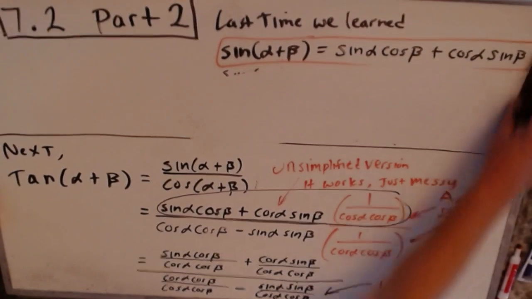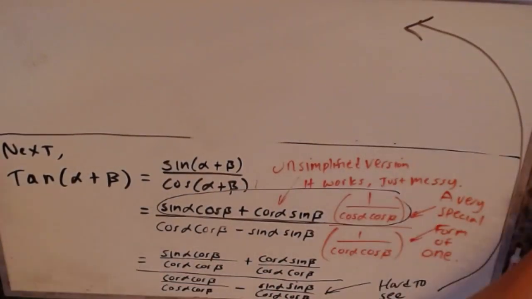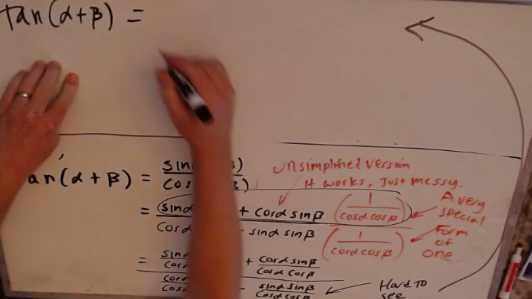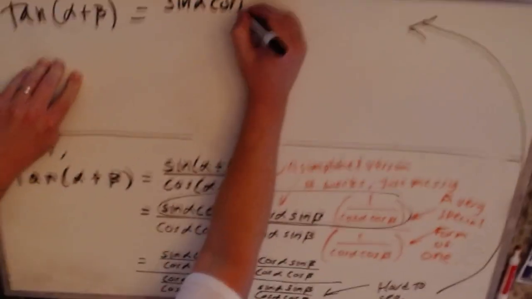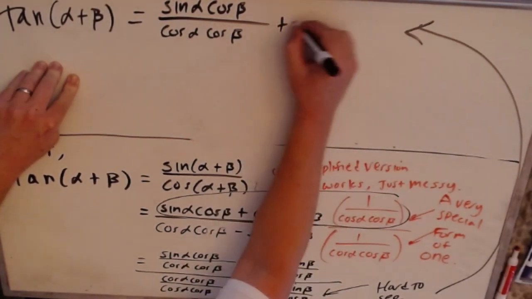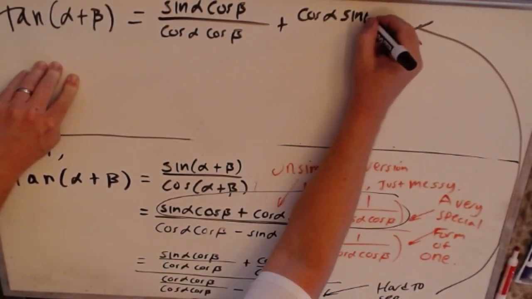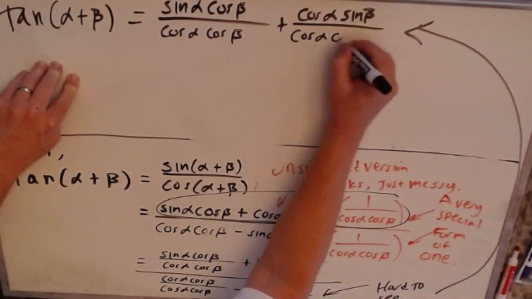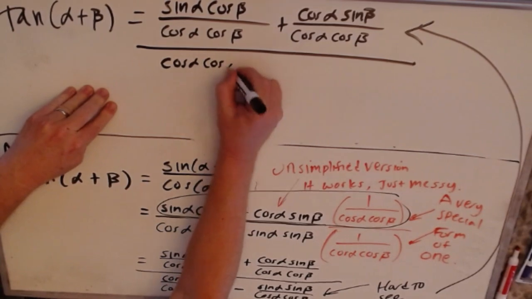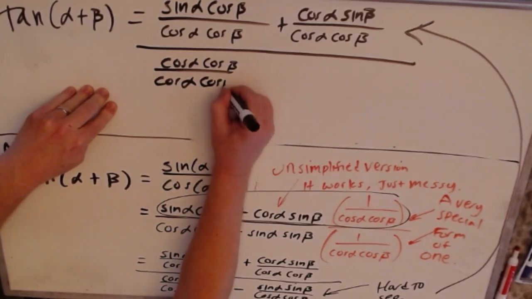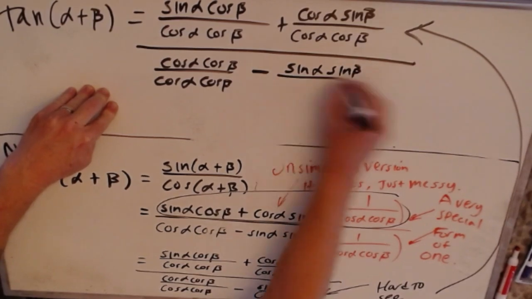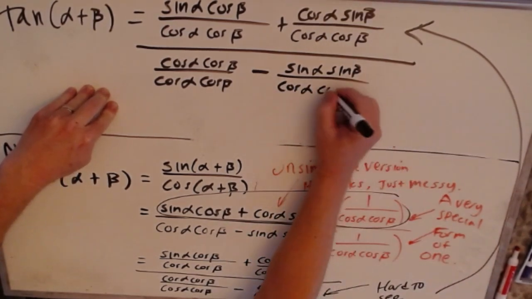so I'm going to come up here and rewrite it for you. Top of the board here. So I have tan alpha plus beta is equal to, I'm just going to write the whole thing over again, sine alpha cosine beta over cosine alpha cosine beta plus cosine alpha sine beta over cosine alpha cosine beta. And then all of that, I'm just rewriting this messy thing down here. Cosine alpha cosine beta divided by cosine alpha cosine beta minus sine alpha sine beta over cosine alpha cosine beta.